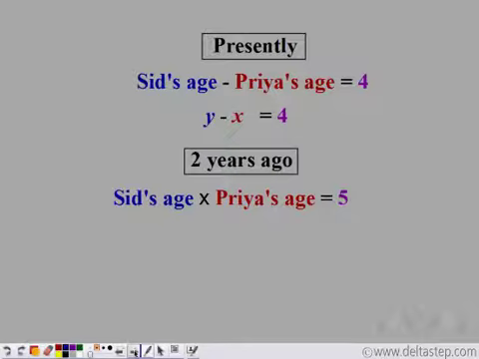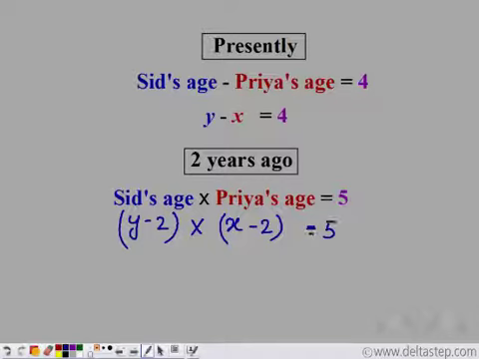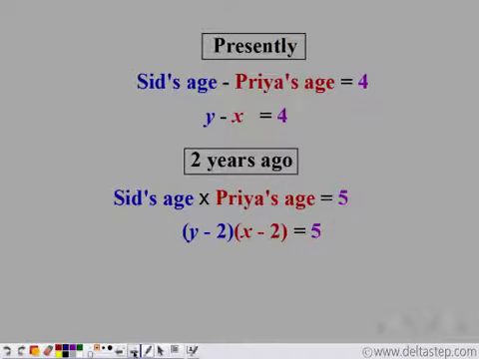So let us represent this mathematically. If the present age of Sid is y, 2 years ago Sid's age will be y minus 2. And if the present age of Priya is x, 2 years ago her age would have been x minus 2. So we have (y minus 2) into (x minus 2) is equal to 5. This is what we have.